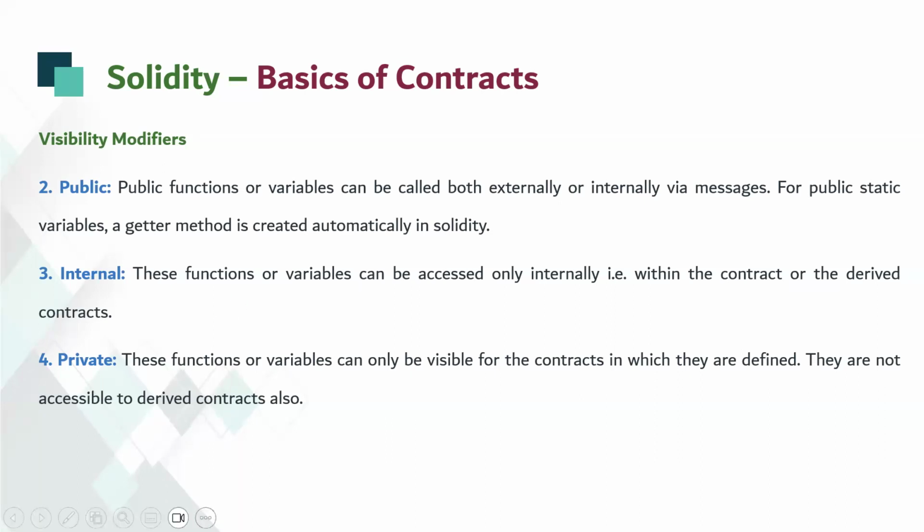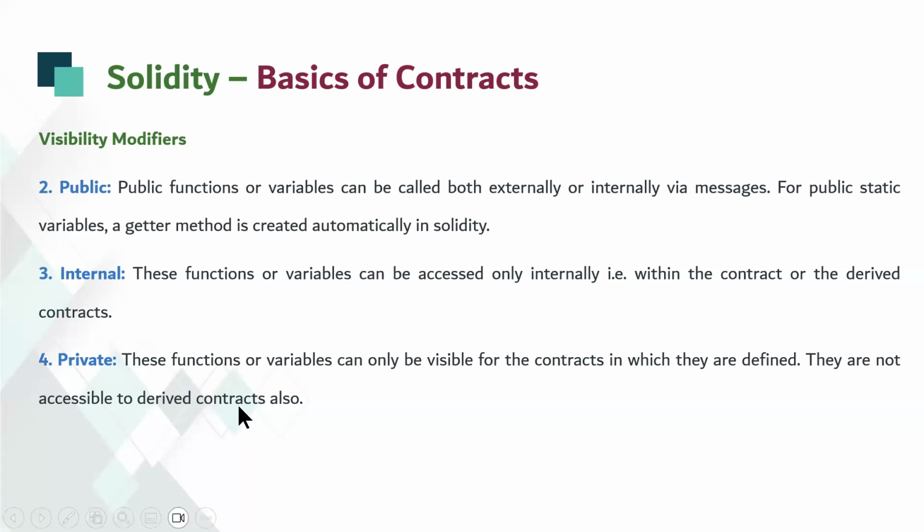Okay. What about the internal? Internal functions or variables can only be accessed internally, meaning they can only be called within the contract or its derived contracts. Okay, they are not accessible to external contracts or accounts. So internal functions are useful when you want to restrict certain functionality to be used only within the contract or its derived contracts.